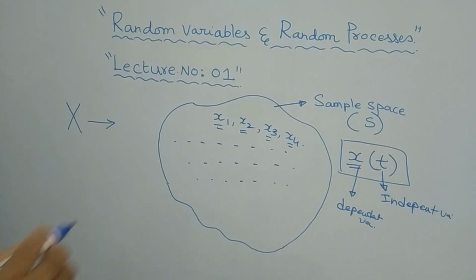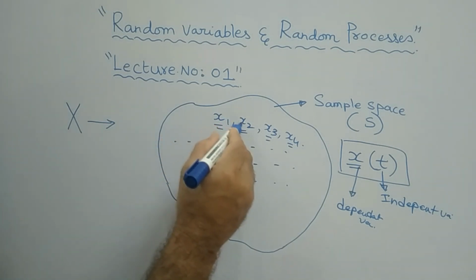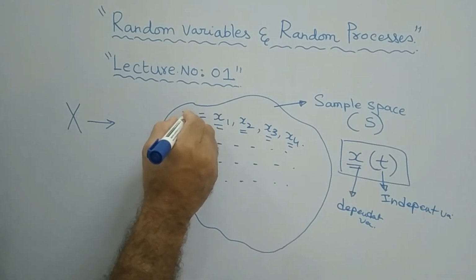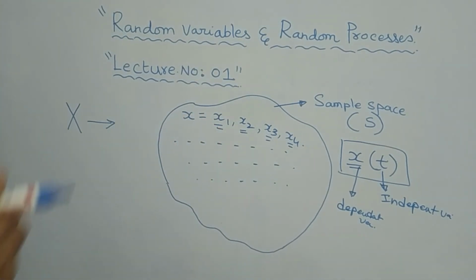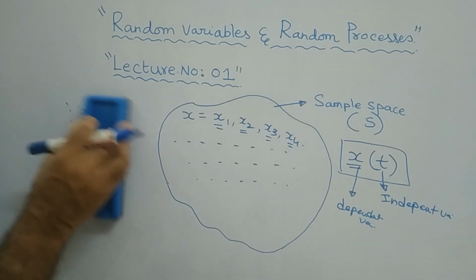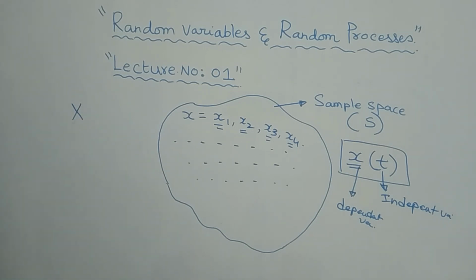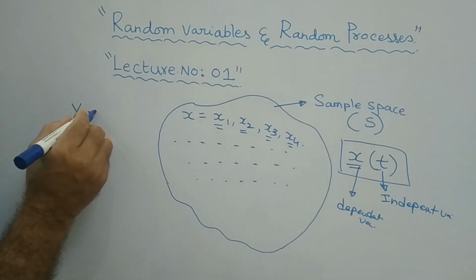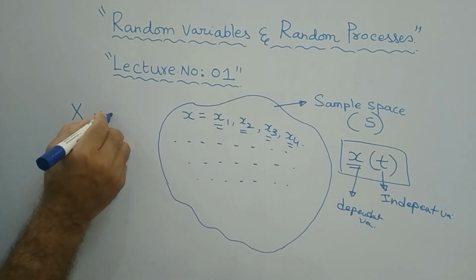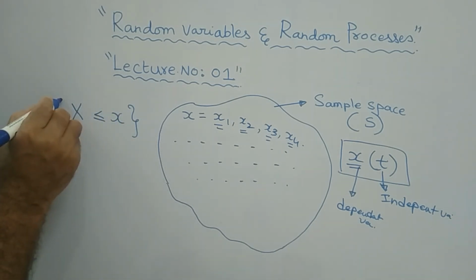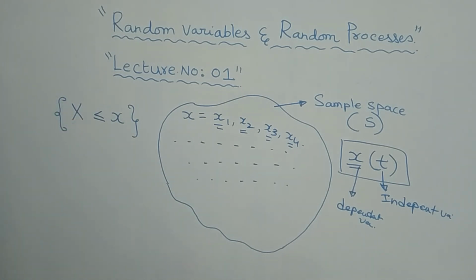For the time being, let us say x1, x2, x3, x4 are the values of x. Let us say all are associated with x. Therefore, if I am considering x as a random variable, and this random variable should satisfy this condition, and if I write something like this, then this is called an event.